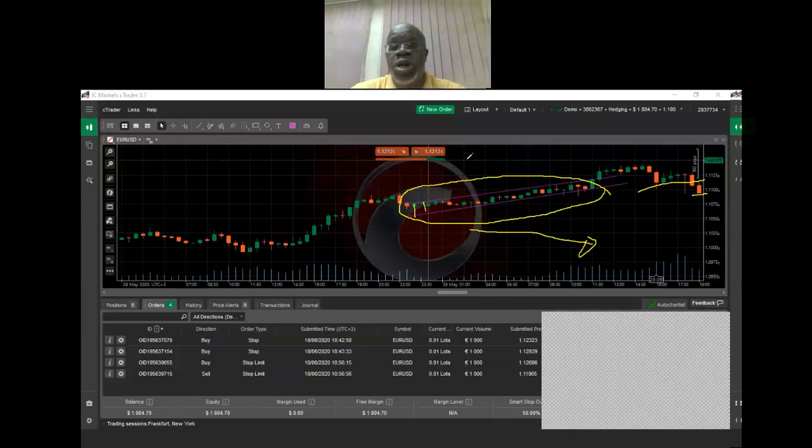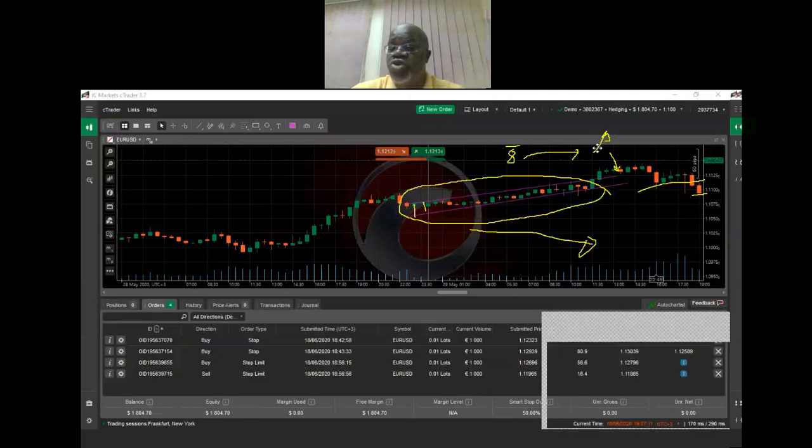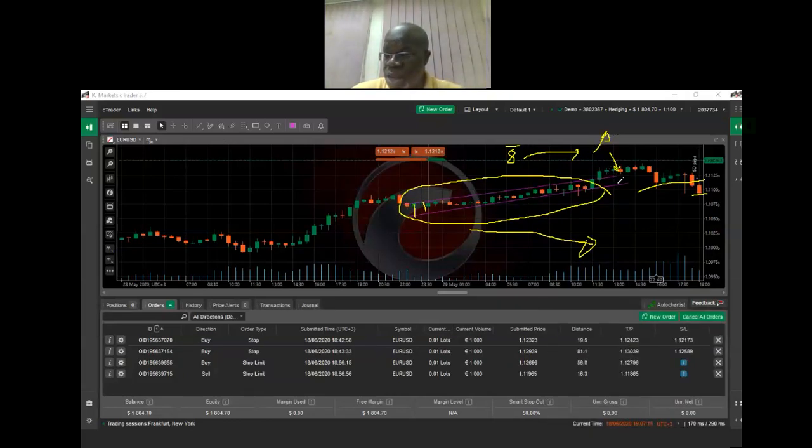bars there should be not less than 8. Okay, not less than 8. It can go on, it can go as long as it wants. Just remember that eventually it will get out of that channel, either down or up. And your trade is a pending order, which means that it will be triggered and hopefully be triggered in profit.